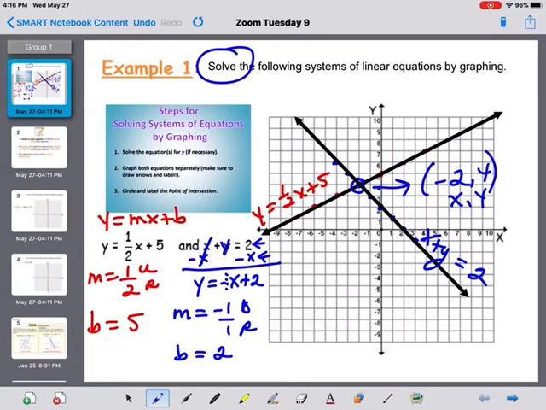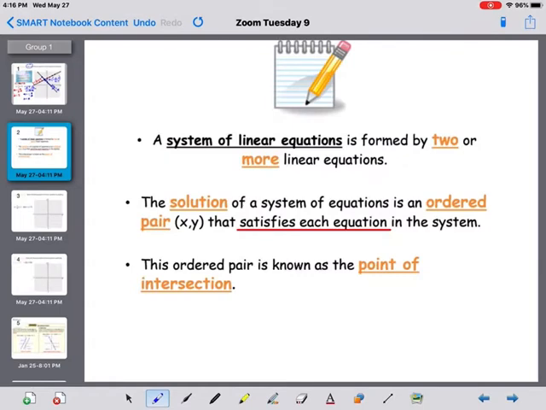All right, so just to go through a little bit of vocabulary, a system of linear equations is formed by two or more linear equations. Usually in 8th grade, we don't graph more than 2 lines in the same coordinate plane. The solution of a system of equations is an ordered pair, so a point that satisfies each equation in the system. And we're going to go back to what that means. This ordered pair is known as the point of intersection. So our point of intersection is the solution.